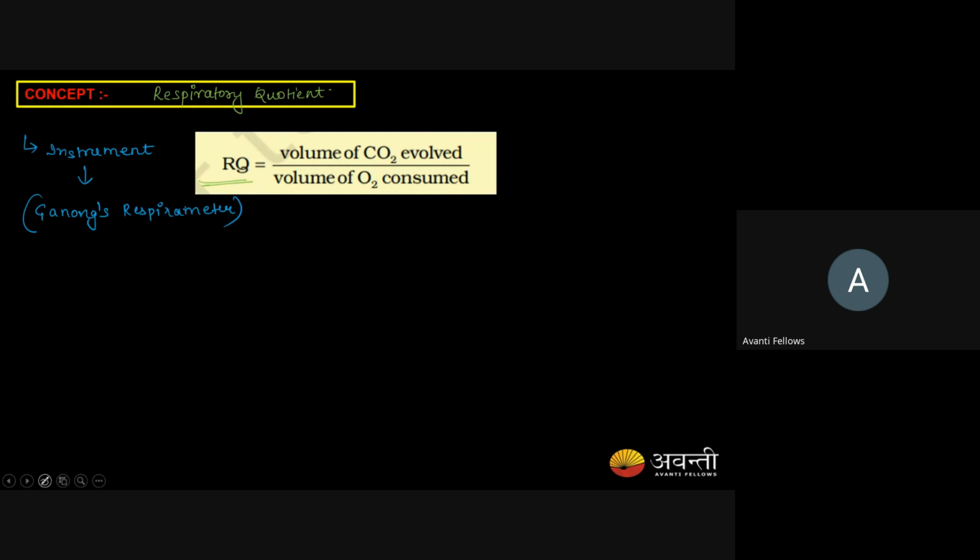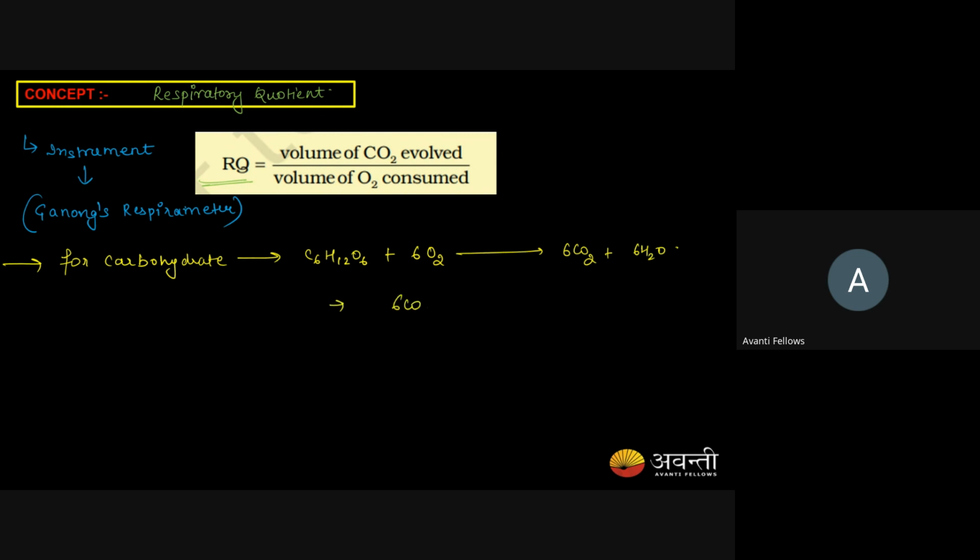This is a Ganong's respirometer. If we calculate the RQ for carbohydrate, what will be the RQ? It is 1. How are we getting 1? Because we all know C6H12O6 uses 6 oxygen and gives us 6 CO2 plus 6 H2O. So we calculate 6 CO2 divided by 6 O2, which is 1. So for carbohydrate, RQ is equal to 1.